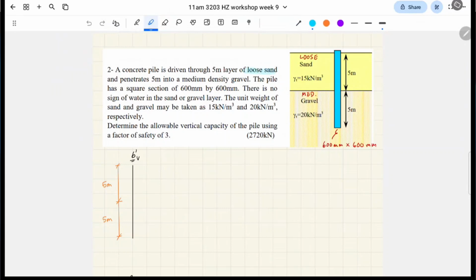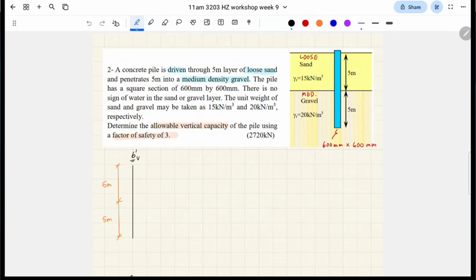We're dealing with loose sand, and our pile is driven, right? So that'll help with our factors. And then we also have a medium density gravel. So this is all to do with the factors regarding soil consistency. No groundwater, and we need to determine the vertical capacity of the pile with a factor of safety of 3, okay?